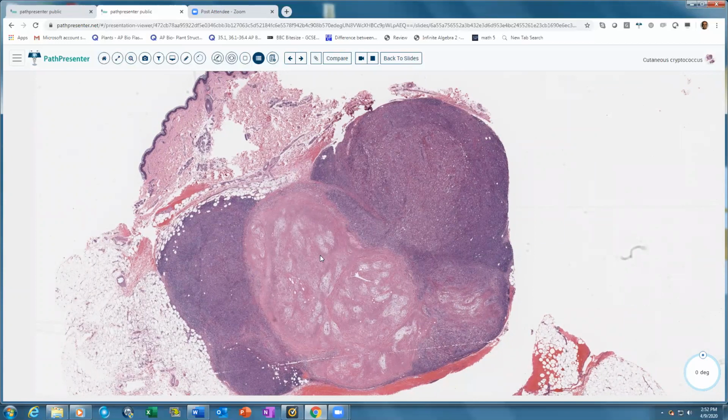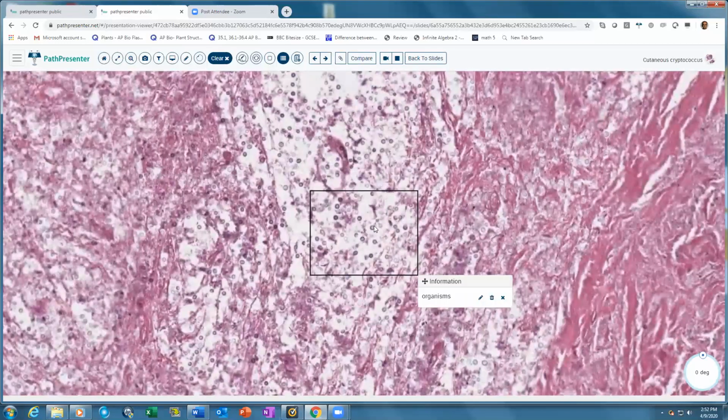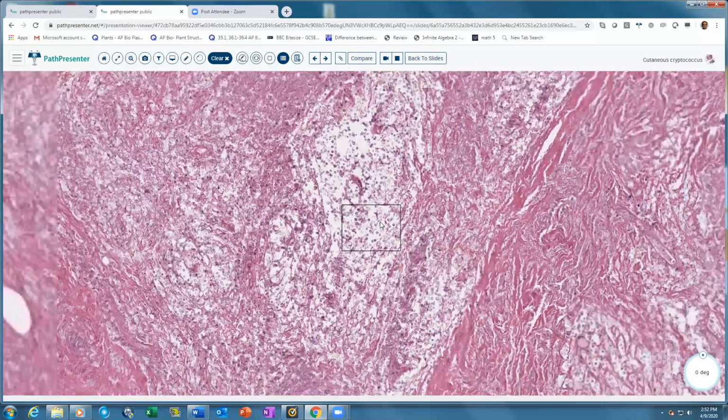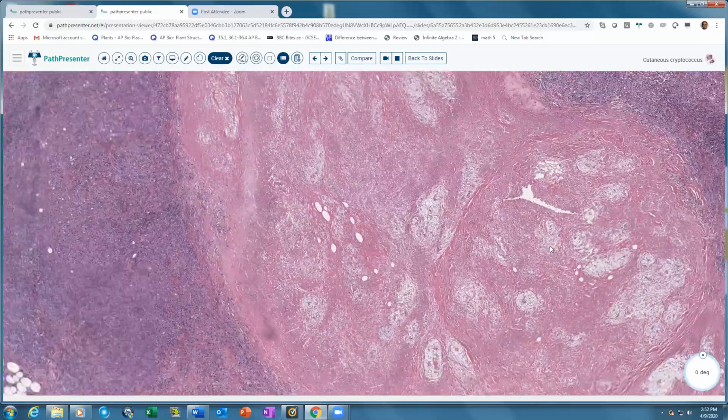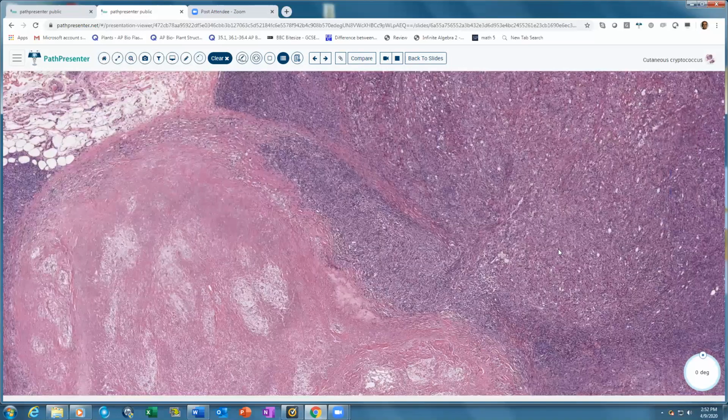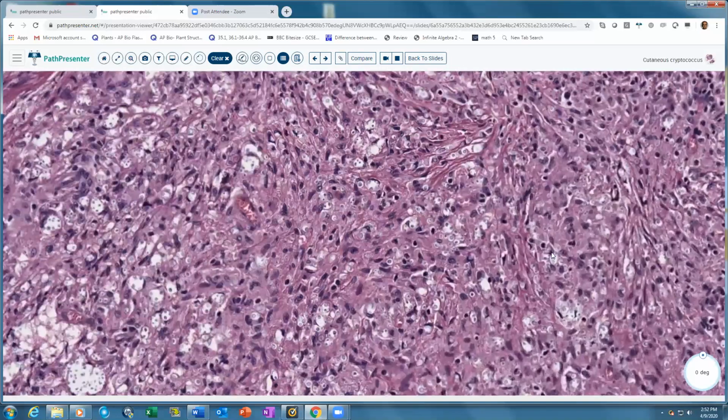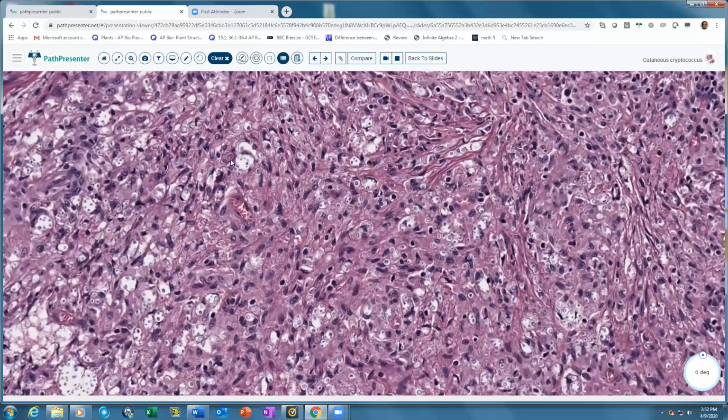You're going to go high power and look into this, and then you see all these round yeast-like organisms. The important thing is to decide the size of these yeast cells. When we compare that to a lymphocyte or a red blood cell, you can see the organisms are very similar in size to a lymphocyte. When they are similar in size to a lymphocyte or a red blood cell, around 7 to 10 microns, then we're either talking about Cryptococcus or sometimes lobomycosis, but it is usually Cryptococcus.